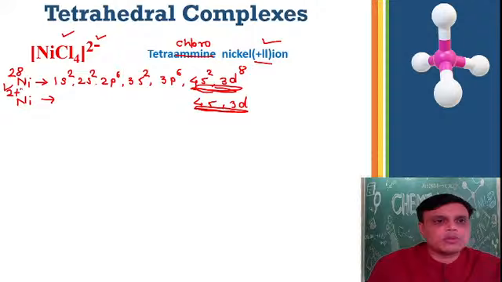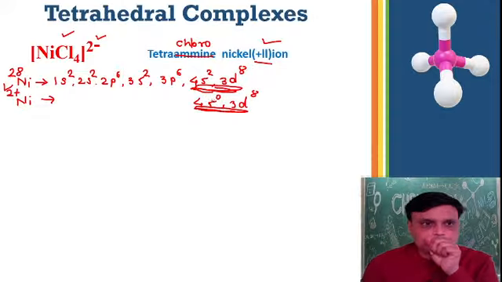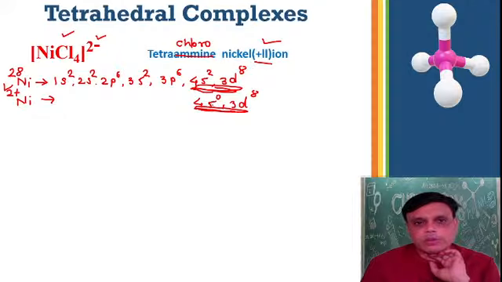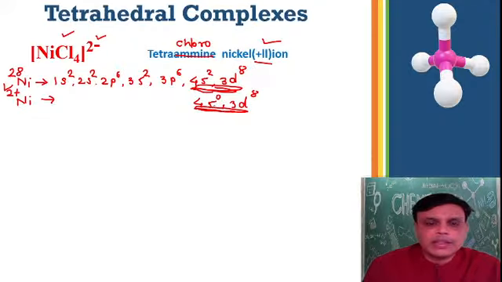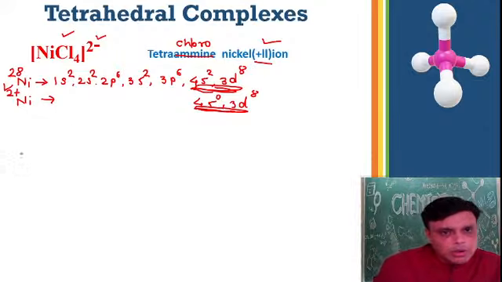2 plus charge means 2 electrons are removed, and these 2 electrons are removed from the 4s orbital and not from the 3d orbital. Please remember this. So 2 electrons are removed from the 4s orbital and not 3d. So valence shell electronic configuration is 4s0 3d8. Then draw the box diagram.